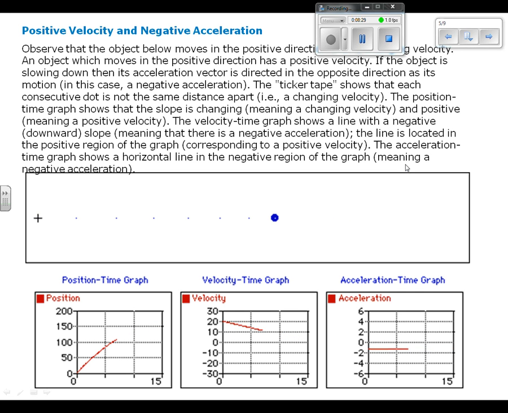Now, the velocity time graph, again, is the graph of the slope of the position time graph. So the slope here is positive, right? And as I progress along the graph, the slope gets closer and closer to 0. So my velocity time graph goes closer and closer down to 0.